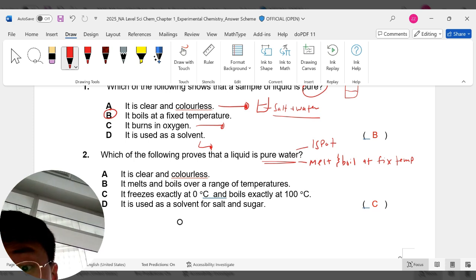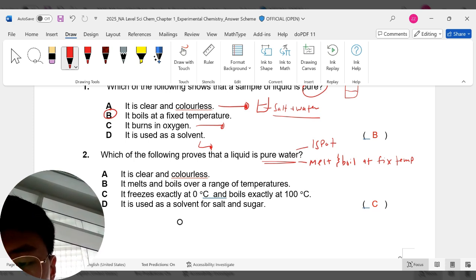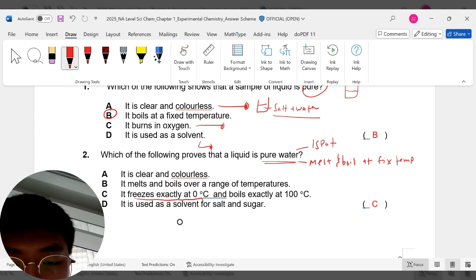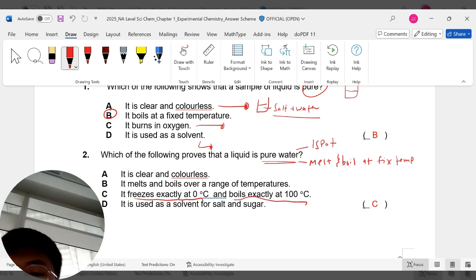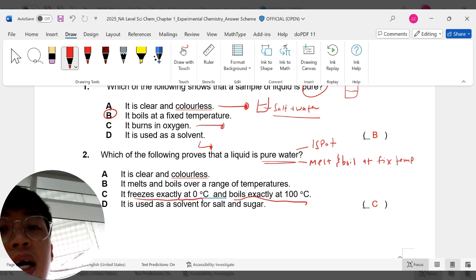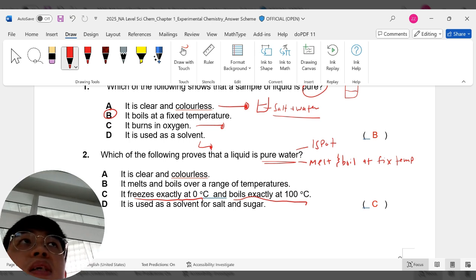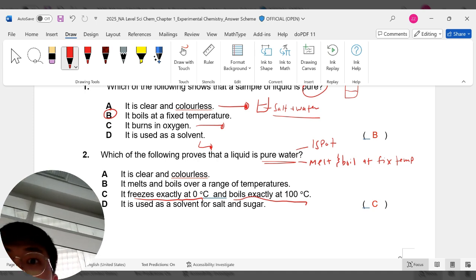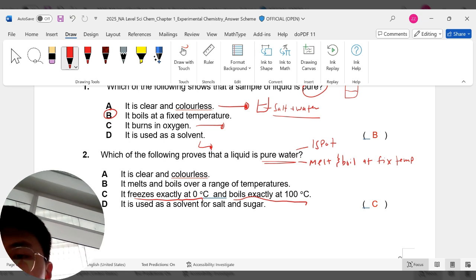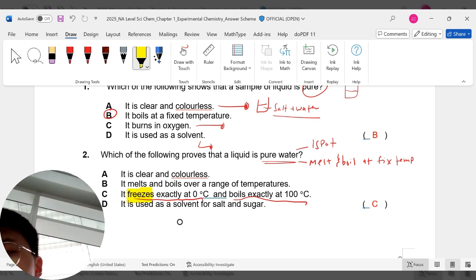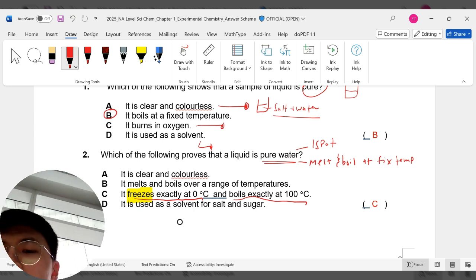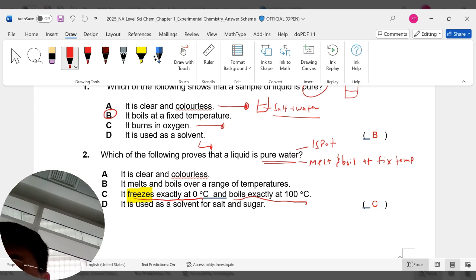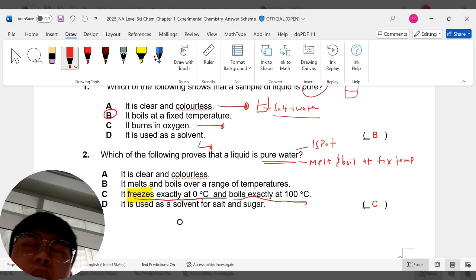Use your eyes and zoom in to the answer here. It freezes exactly at 0 degrees Celsius, and it boils exactly at 100 degrees Celsius. Now you might be asking me, just now Mr. Zhang said a pure substance must melt and boil at a fixed temperature, correct or not? Melt and boil. But in this case, the question used the word freeze. Does it matter or not? Doesn't, right? Melting and freezing is not the same thing, but it happens at the same temperature.